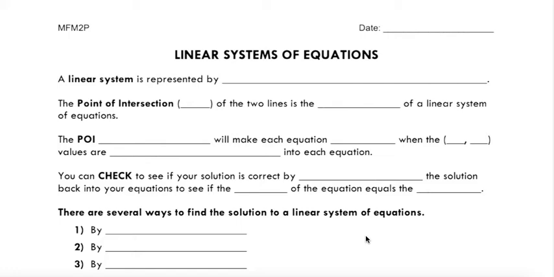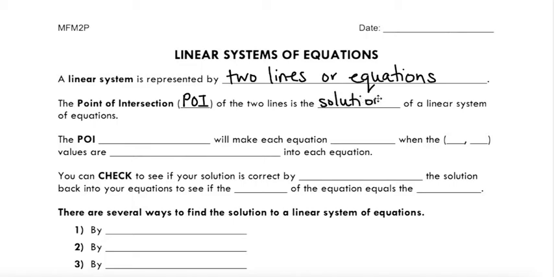Systems of equations. A linear system of equations is represented by two straight lines or equations. The point of intersection, which we shorten down to POI, of the two lines is the solution of a linear system. And we often call that a linear system of equations.